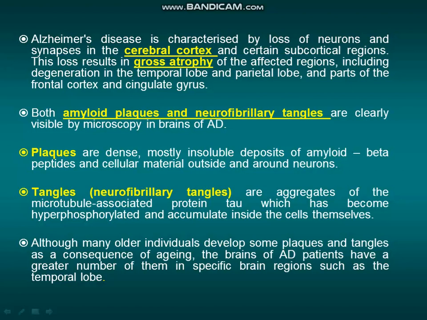Both amyloid plaques and neurofibrillary tangles are clearly visible by microscopy in the brain of Alzheimer's disease patients. Plaques are dense, mostly insoluble deposits of amyloid beta peptide and cellular material outside and around neurons.